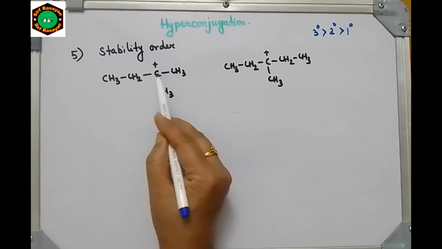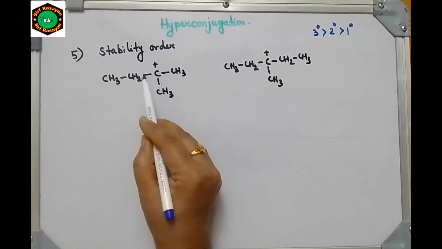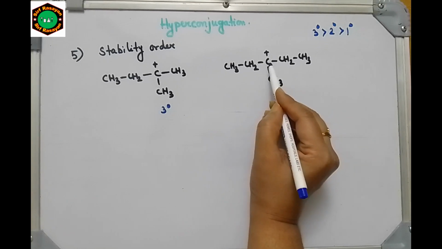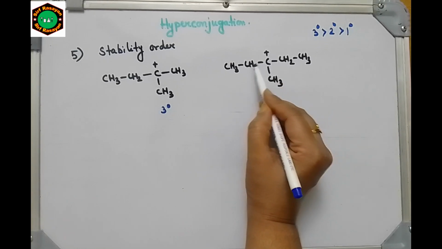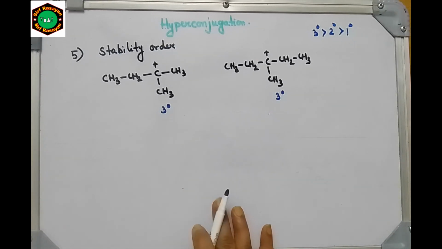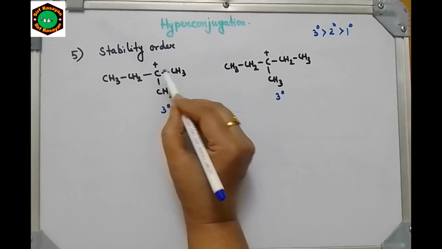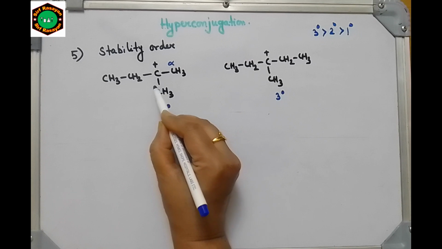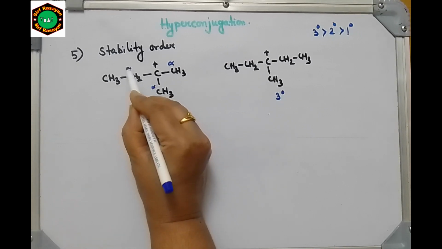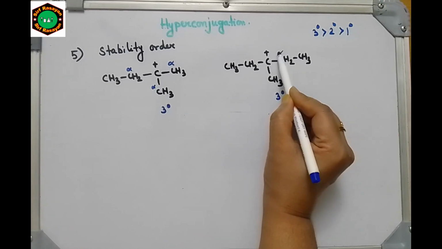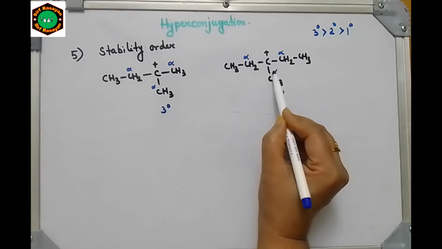Now this is with this carbon, positively charged carbon, 3 carbon atoms are attached. So this is tertiary. Here also with this positively charged carbon, 3 carbon atoms are attached. This is also tertiary. So how to compare the stability order between these two? Now see, with respect to this positive charge, this is alpha carbon. So these hydrogens are alpha hydrogen. This is also alpha carbon. This is also alpha carbon. With respect to this carbocation, this is alpha carbon, this is alpha carbon, this is alpha carbon.